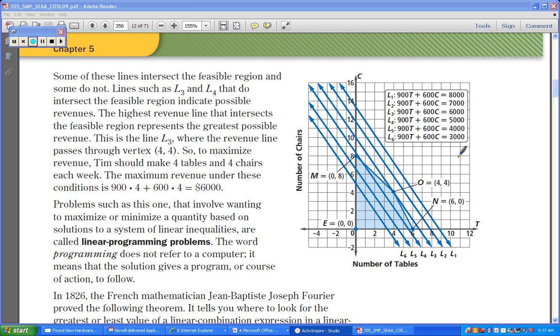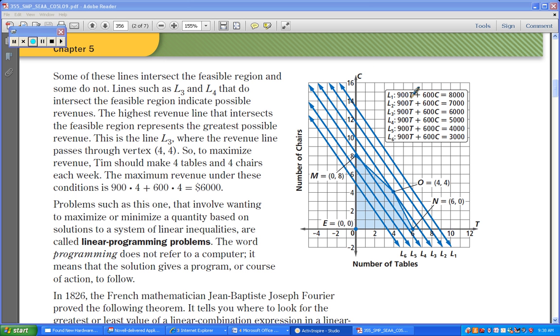Okay. But the one I'm most concerned with is this $6,000 line, this L3. It's right here. If I make 4 tables, 4 chairs, I should make 6,000, which should be the most money I make. Okay, let's talk about these lines for a second. Why are they all parallel?